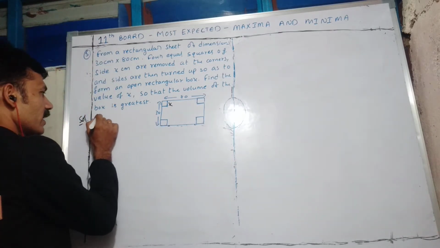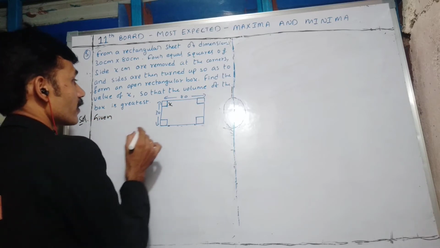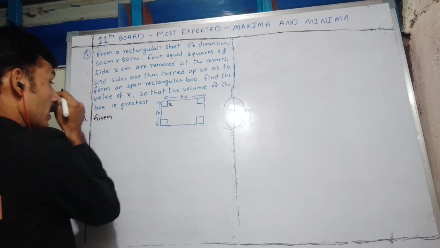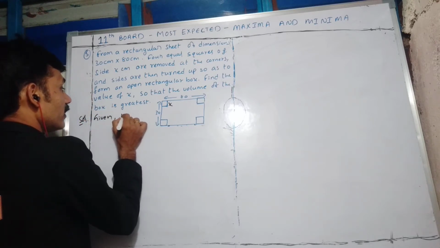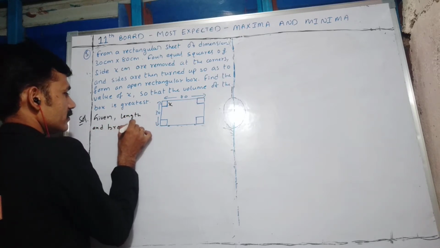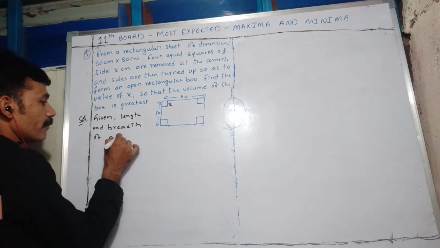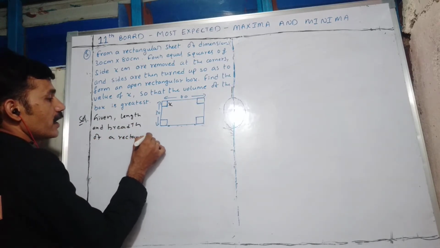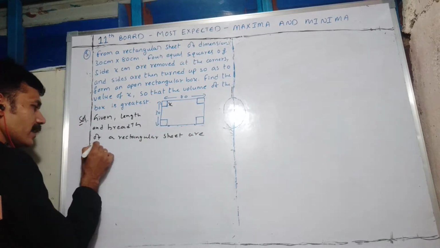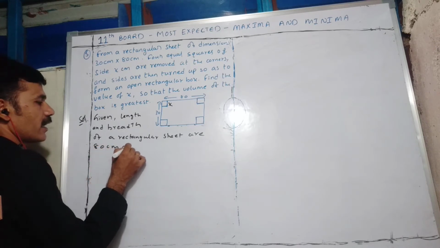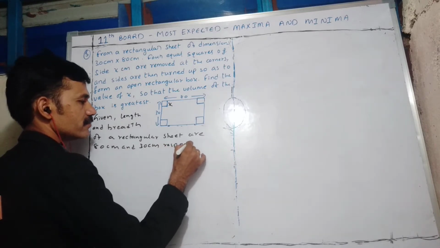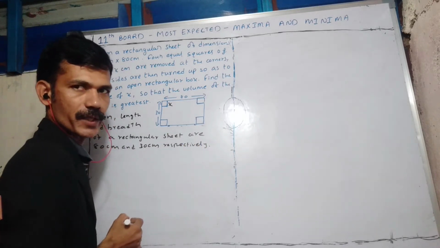See, first we have to write the given. What is given for us? Given: the length and breadth of a rectangular sheet are 80 and 30 centimeters respectively. Given also carries marks, so we have to write it.